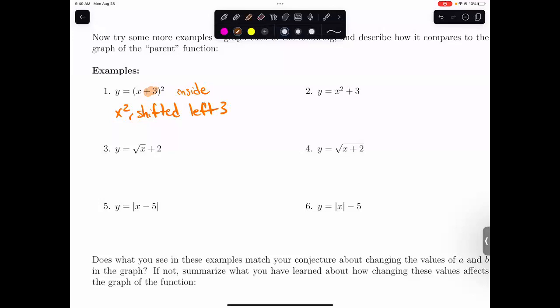Same kind of function, but that's on the outside now. If that's on the outside, what's it going to do? Change the y, so it moves. If I look at the graph, it appears to move up.